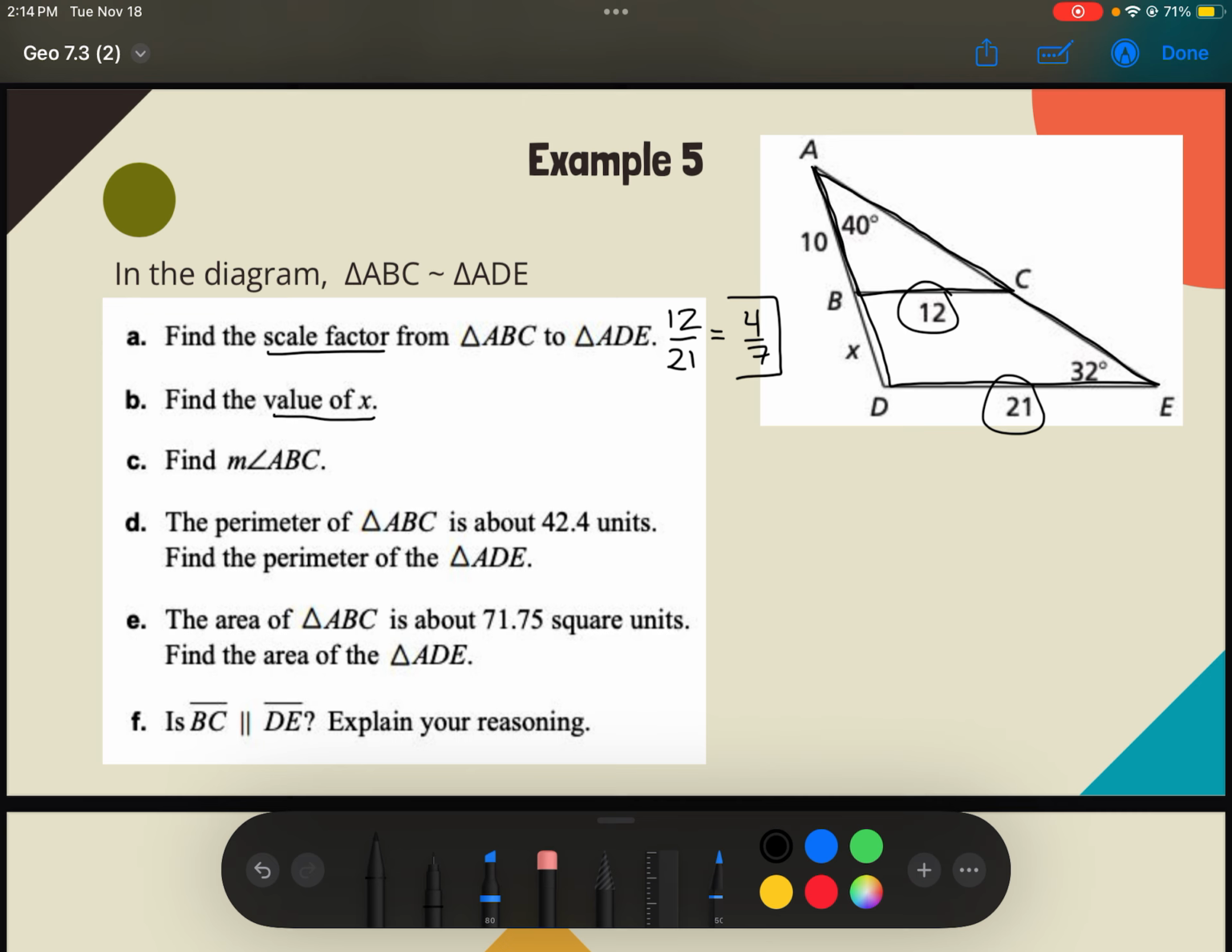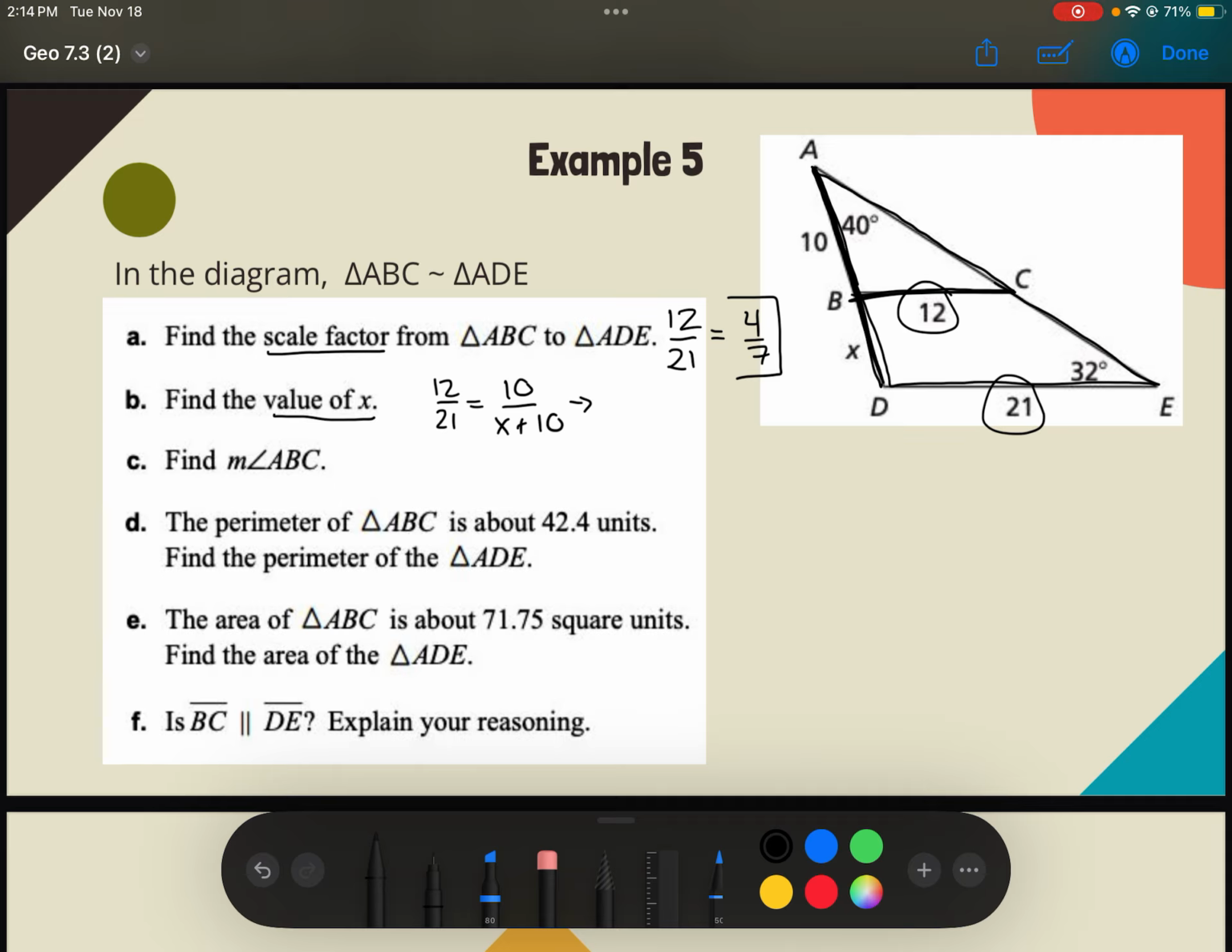Next up, they want us to solve for x, find the value of x. So here I need to set up a proportion. Let's use the pair of sides that we already know. So the 12 over 21, that's good. And then x is over here. I'm going to have to be consistent though. So if 12 is side BC for my smaller triangle, then I'll use side AB over here, so 10. But then what is side AD? It's actually going to be 10 plus x, or x plus 10.